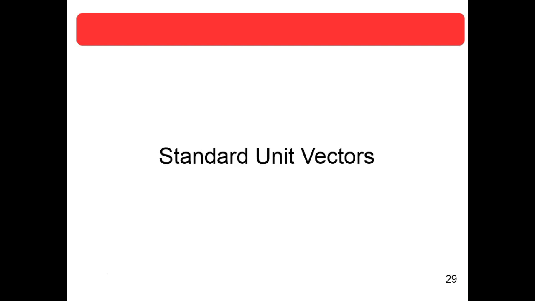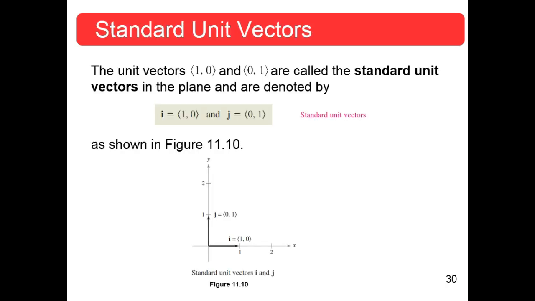Anyone know what these are already? You do, you probably just don't realize it. The unit vectors <1, 0> and <0, 1>. Aren't those unit vectors? Magnitude 1. Square root of 1 squared plus 0 squared is 1. Square root of 0 squared plus 1 squared is 1. So those are unit vectors. These are called the standard unit vectors in the plane and are denoted by i and j.